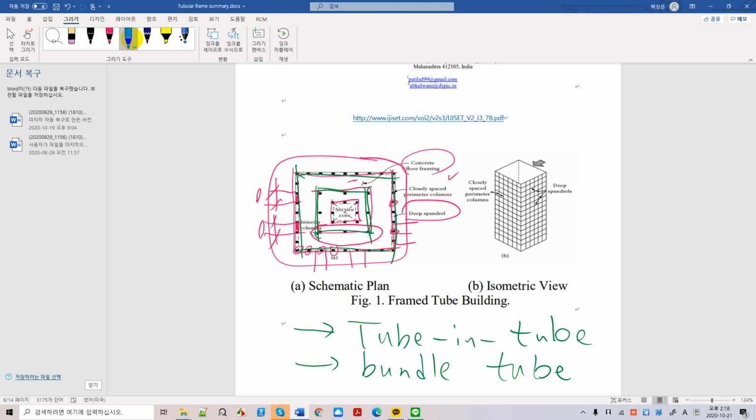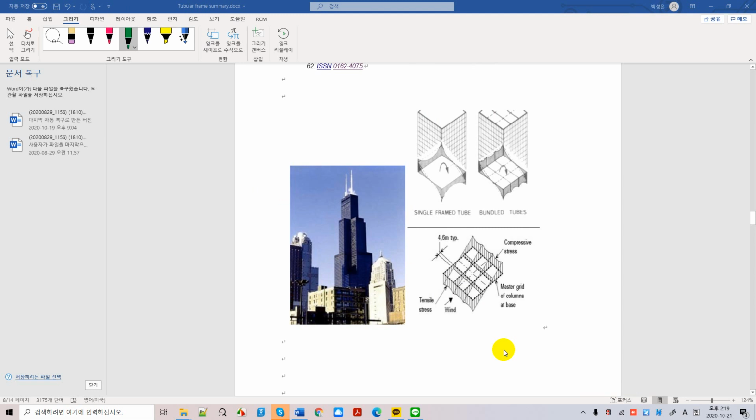Bundle tube, I explained that we have straight frames across the building section here and here and here, same thing here, okay, here. Then we call this a bundle tube. Okay? So this is how you can design tubular frames for resisting loads for high-rise buildings. Okay, let's review one more time.